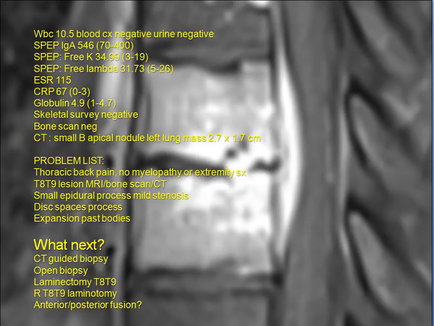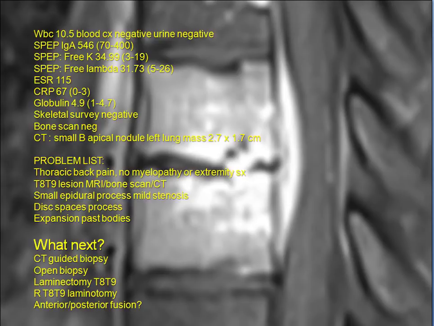And it's expanding past the body. So the question is, what I want to ask an attending, what next? Would you do a CT-guided biopsy, open biopsy, laminectomy, a right-sided T8-9 laminotomy, or a big fusion, or any other surgery, or how would anybody else approach this?